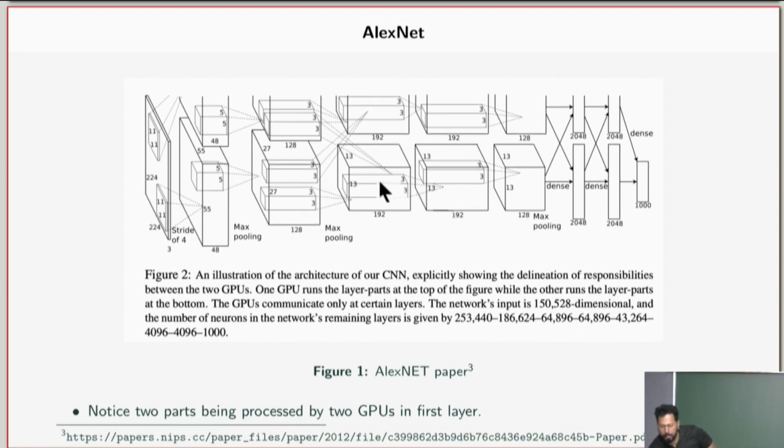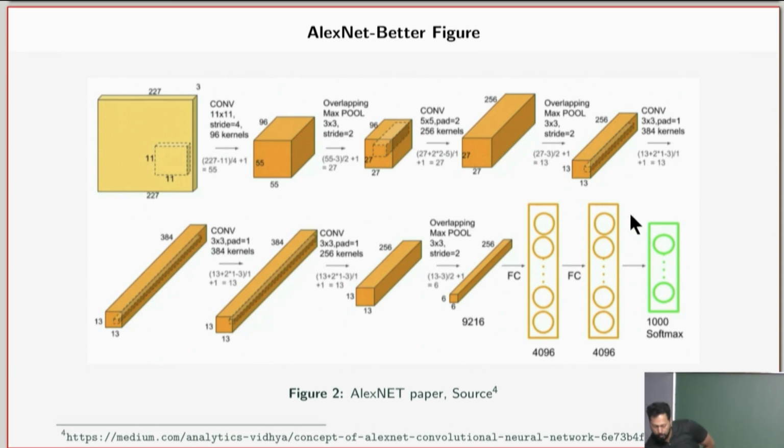This is the AlexNet paper, and if we see here, what is being used is 5 by 5 convolutions, then 3 by 3 followed by max pooling, then 3 by 3 and so on, max pooling, and then this dense layer, also called fully connected. This is more or less the architecture, but I think this figure is better, which I took from Medium, where someone wrote a blog. Here you can see in more detail what is going on.